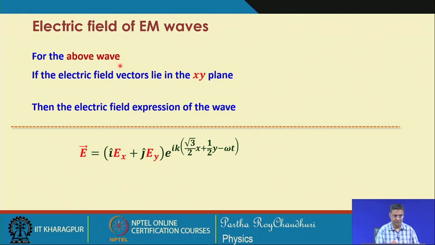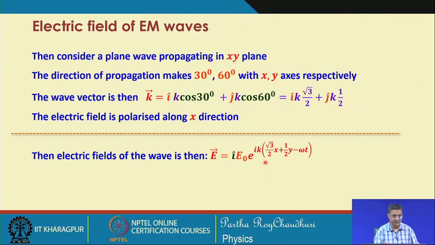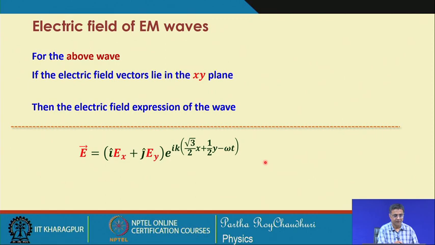For the above wave, if the electric field vector lies in the x y plane, then the field expressions, because it can have two polarizations, E x and E y, we will have to modify this equation in this form. So, we are trying to write the electric field in different configurations, different situations.